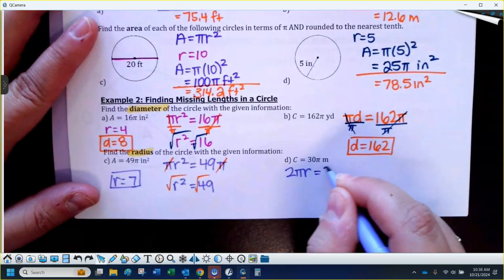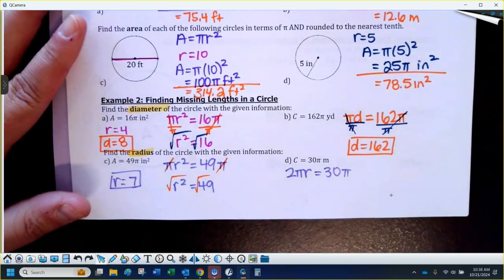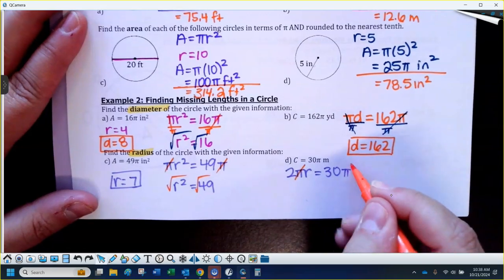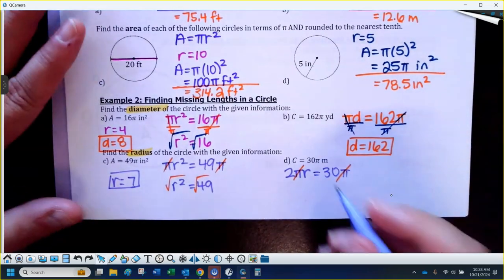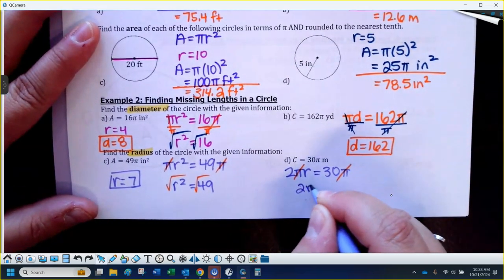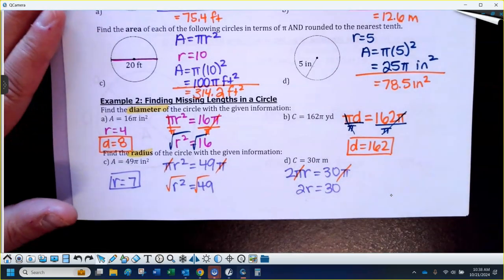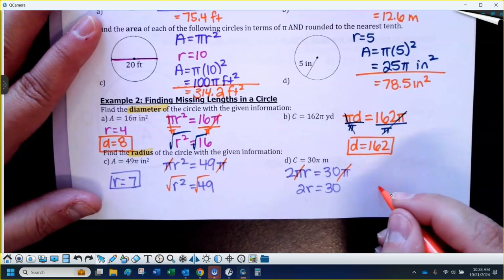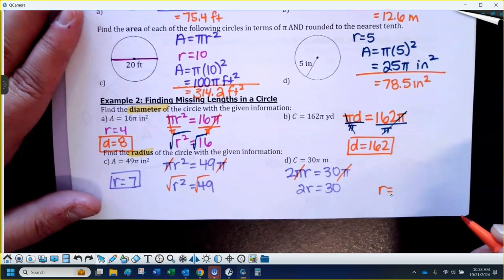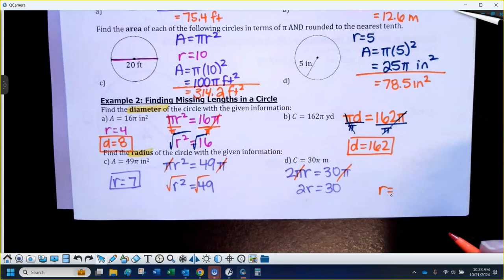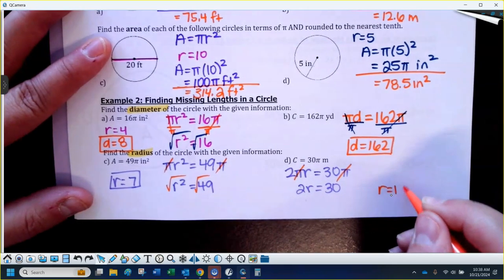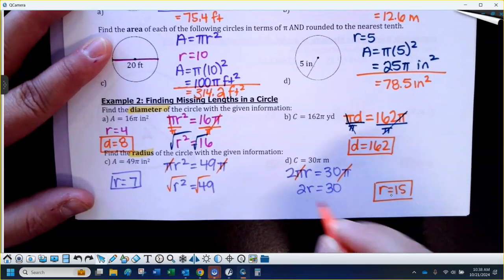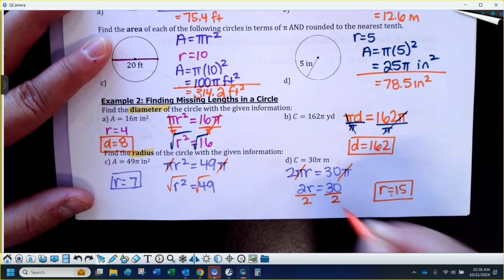All right, you guys see how there's a pi on both sides, just like the last question. I'm just going to cancel that out, pi on either side. So I'm going to be left with 2 times the radius equals 30. Anybody know what the radius would be there? If I got twice the radius equals 30, what would the radius be? 15, right? Just divide by 2. Radius is going to be 15. And that's it.